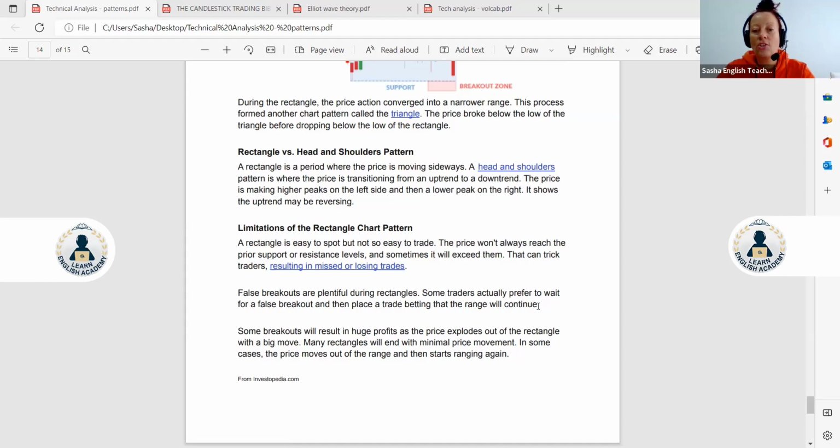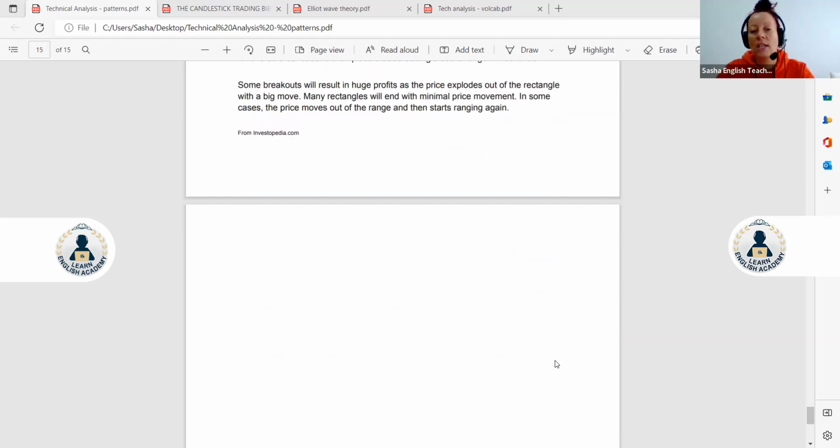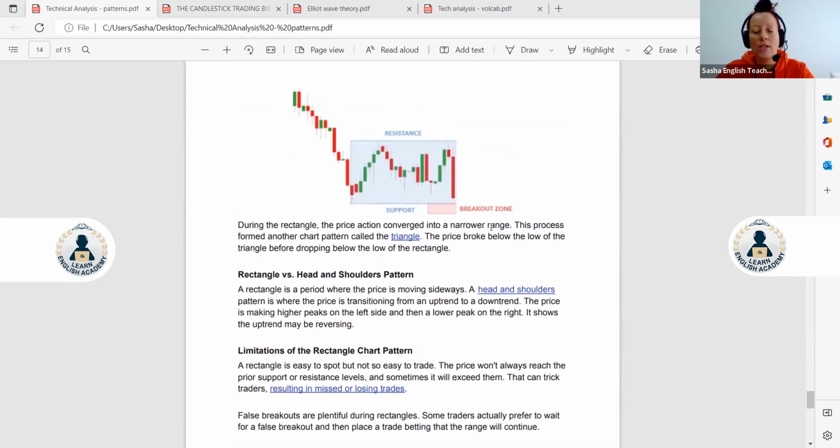Some traders actually prefer to wait for a false breakout and then place a trade betting that the range will continue. Some breakouts will result in huge profits as the price explodes out of the triangle with a big move. Many triangles will end with a minimal price movement. In some cases, the price moves out of the range and then starts ranging again. Okay, so that is it with our triangles and our continuation patterns.